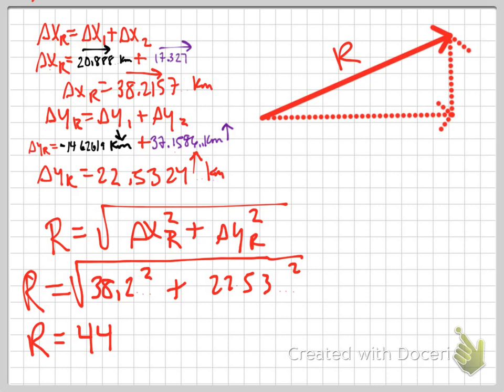I feel like there should be a drum roll here. Are we all getting 44.3638, blah, blah, blah? Okay. Kilometers. Are we done? Of course not! We're never done. What do we have to do?